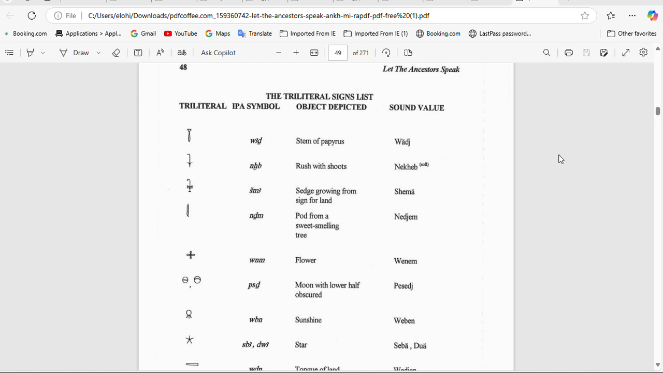So, the first triliteral here is wedge, which is a stem of papyrus. Then you have neheb, which is a rush with shoots. Then you have shema, sedge growing from sign for land. Then you have the gem, pod from a sweet smelling tree. Then you have wen, which is a flower.